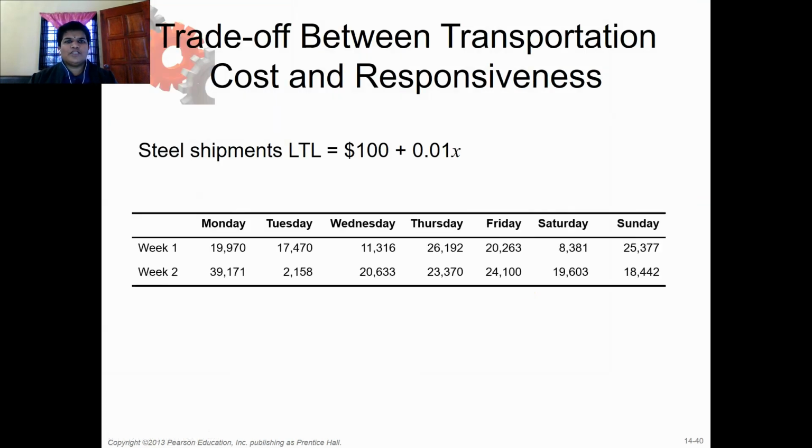Trade-off between transportation cost and responsiveness. So still shipment at TL equal to US 100 ringgit plus 0.01x. Okay, so week 1 and week 2. So you see Monday till Sunday. So these are the still shipment LTL. Okay, presented in this table.